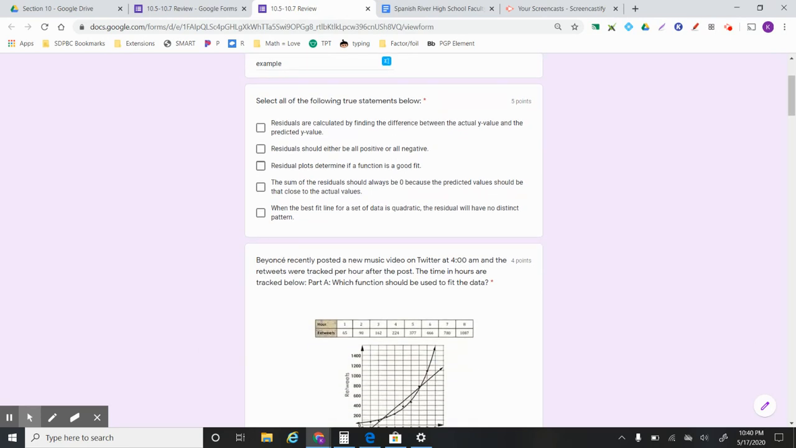So looking at the first problem, it says select all the following true statements below. Again, select all means more than one, so make sure you are choosing more than one when you see select all. That is a big problem people still make. So going over each of these problems, it says residuals are calculated by finding the difference between the actual y value and the residual y value. And that first one is correct.